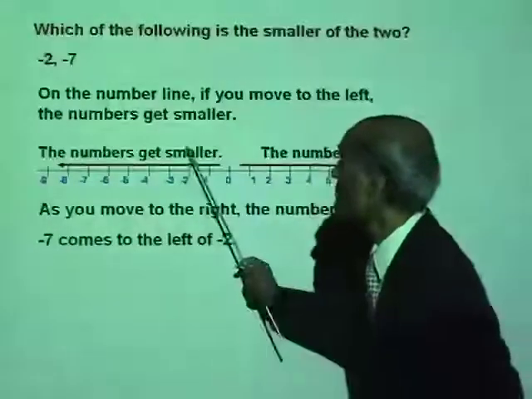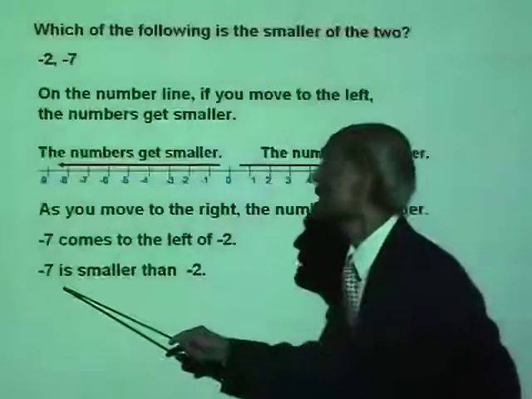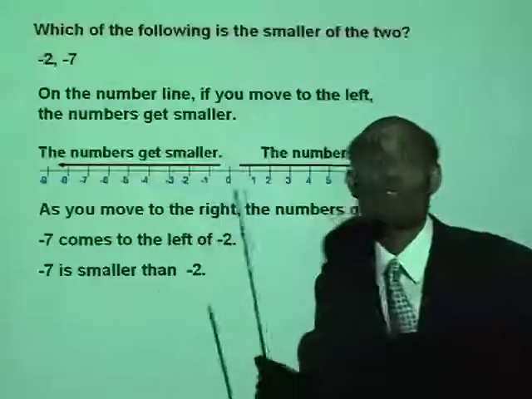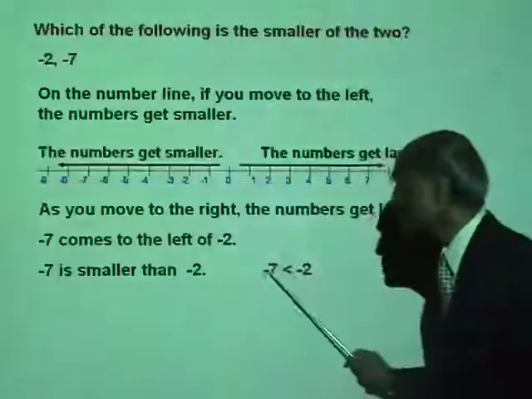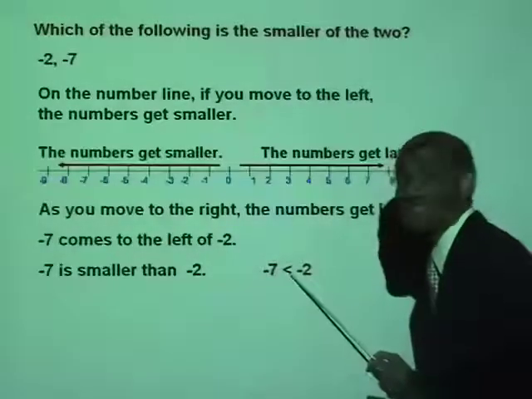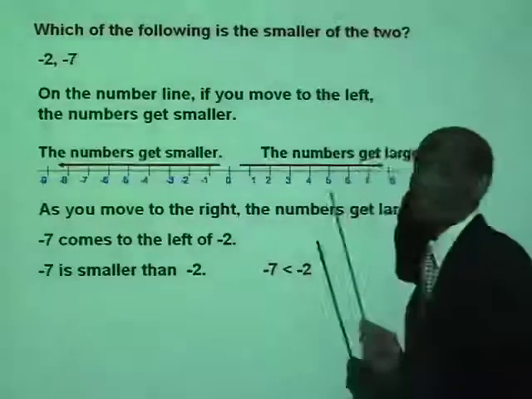Negative 7 comes to the left of negative 2. Therefore, negative 7 is smaller than negative 2. And we write it like this. Negative 7 is less than, you know that symbol, is that right? Negative 7 is less than negative 2.